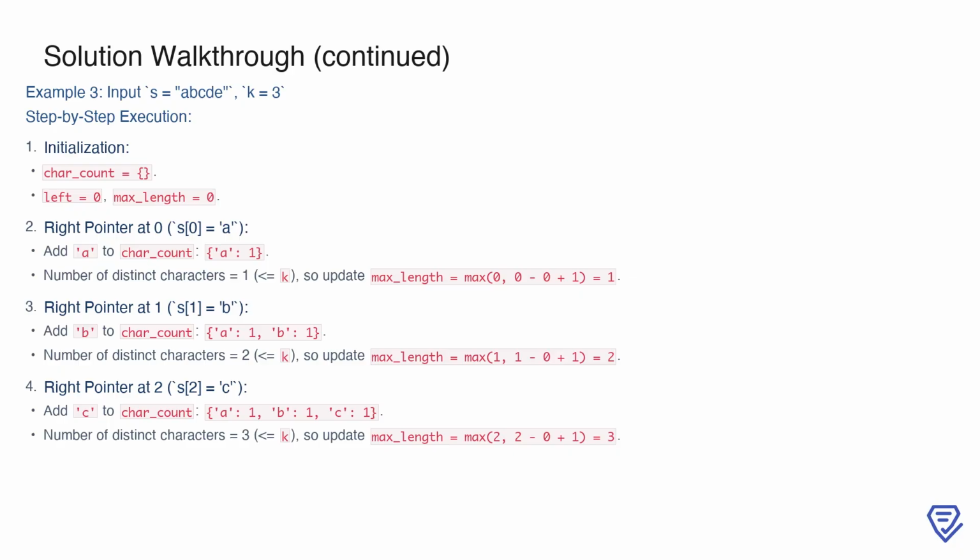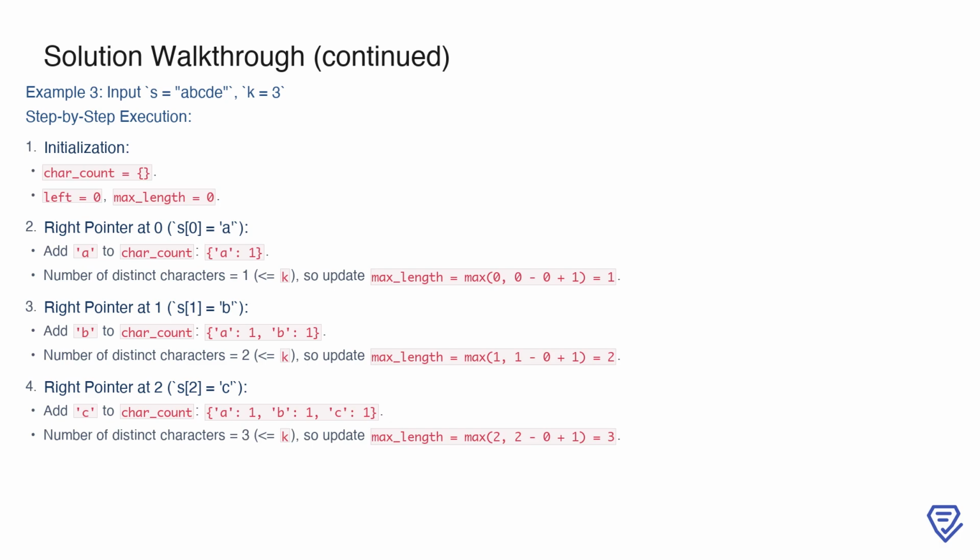At position 1, the character is b. Adding b to the dictionary results in char_count being a1 b1. The number of distinct characters is now 2, so we calculate the substring length as 2 and update max_length to 2. At position 2, the character is c. Adding c to the dictionary results in char_count being a1 b1 c1.